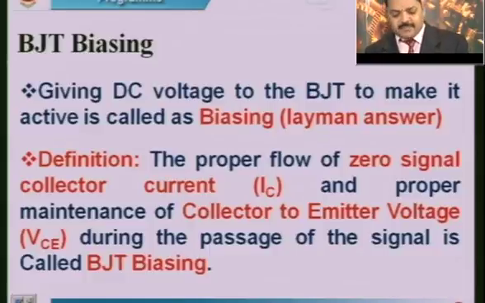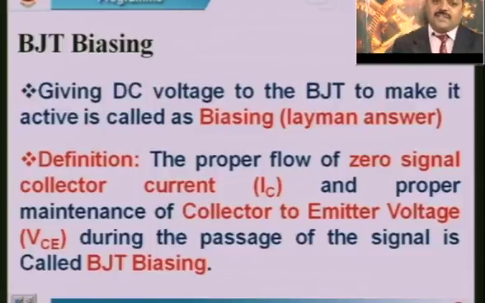In the exam, when they ask what is transistor biasing, you should not write that answer of giving voltages and currents to the device. Of course, to a certain extent that answer is correct, but the proper definition will be the proper flow of zero signal collector current IC and proper maintenance of collector to emitter voltage VCE during the passage of the signal is called as biasing. Now, why are we concentrating only on IC and VCE?